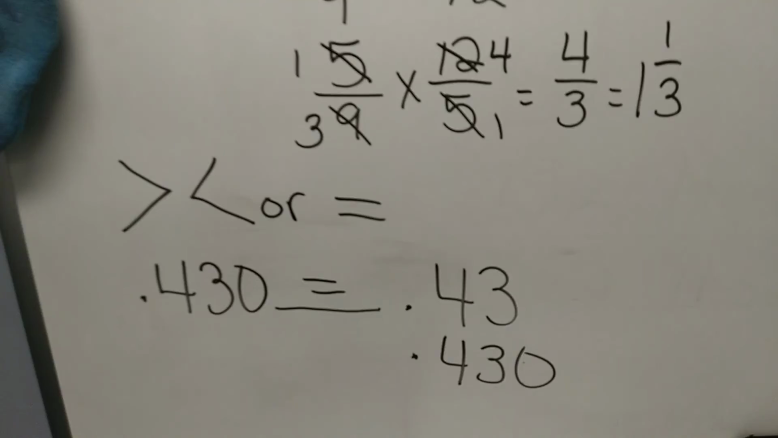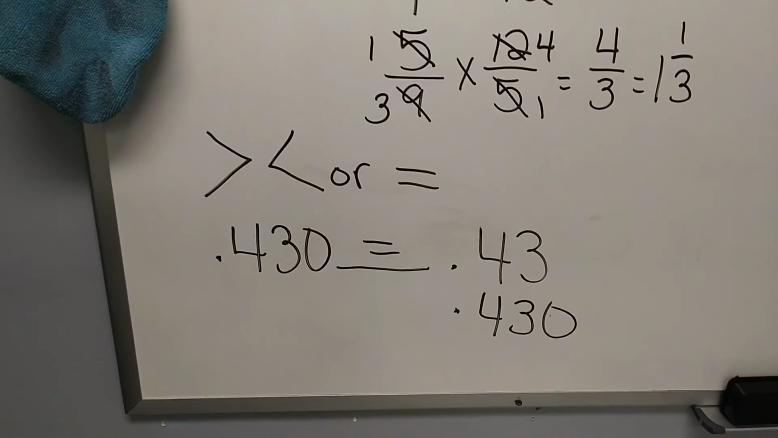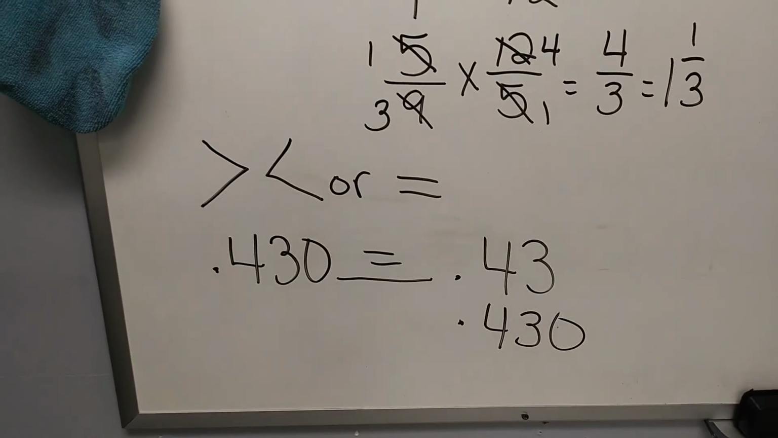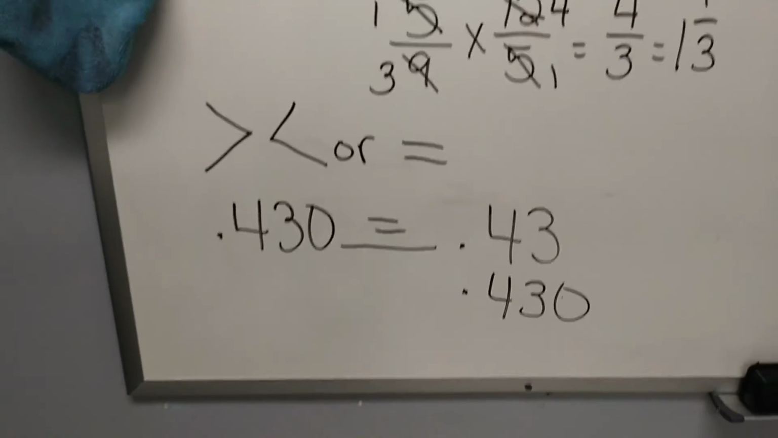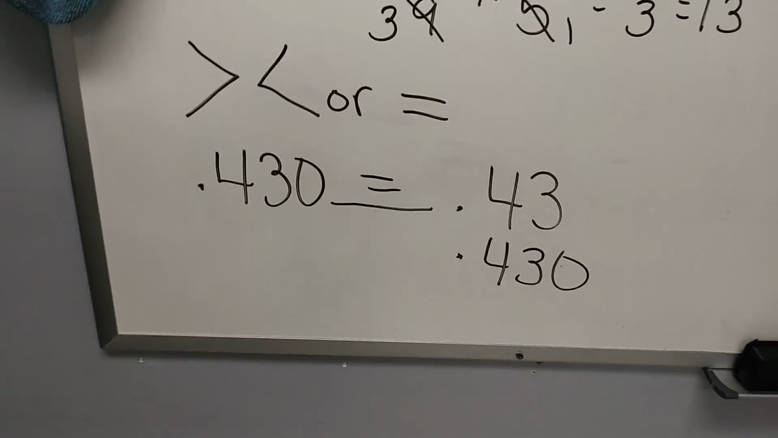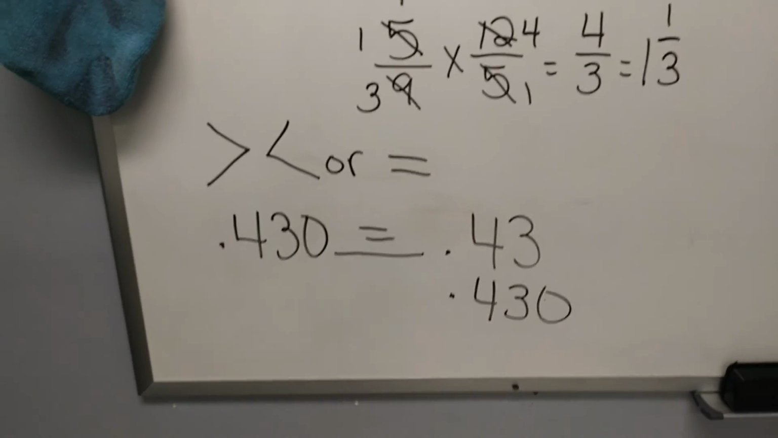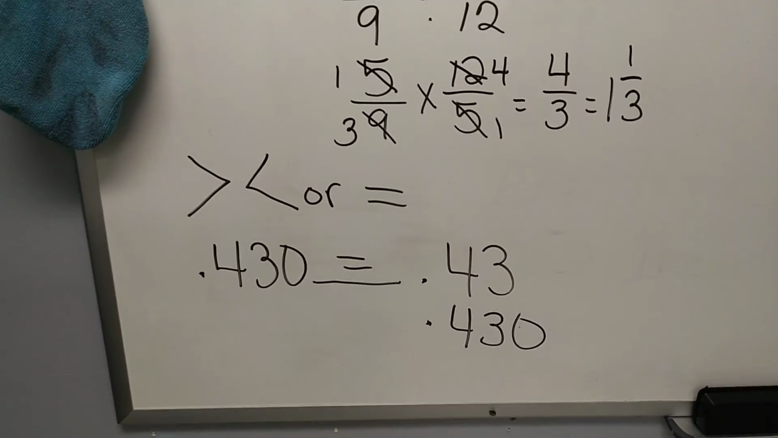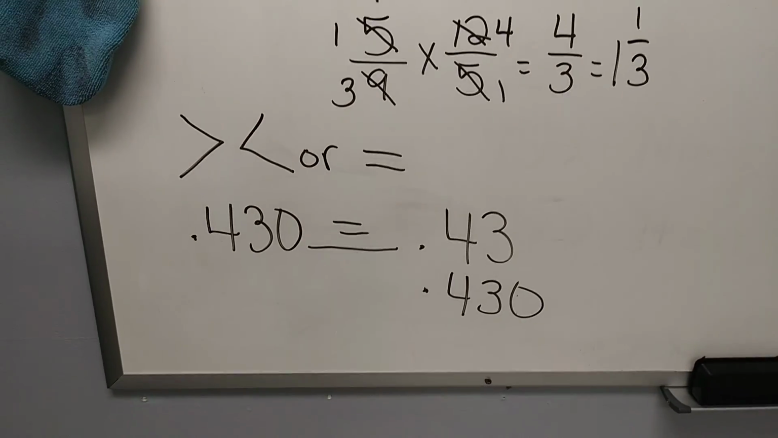All right, over here, same thing. Greater than, less than, or equal to. You have 0.430 and 0.43. They have to have the same place value. So 0.43, I would add a 0 to the 0.43. That would make that 0.430. So they are equal to each other.